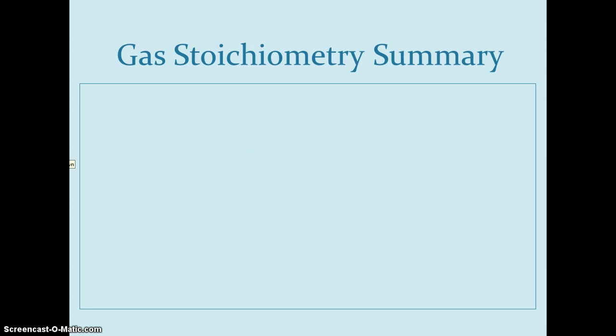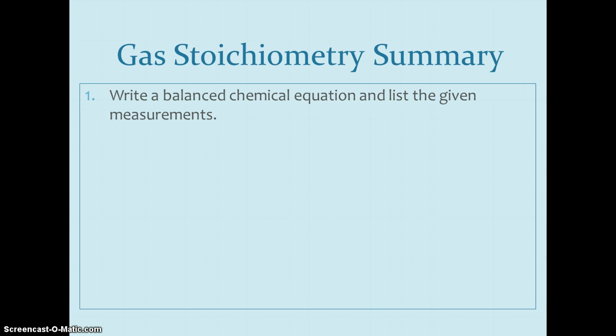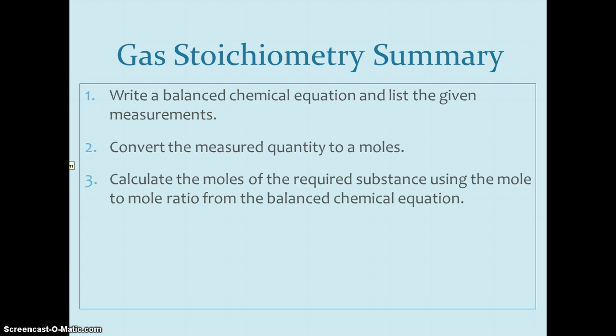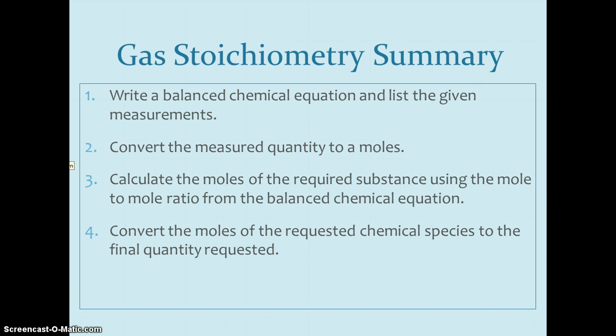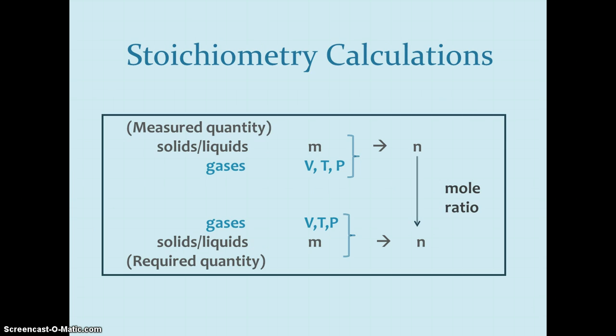When we're taking a look at any stoichiometric problem, gas or otherwise, the first thing we're going to do is write the balanced chemical equation and list any given measurements we have within the problem. We will then convert that measured or given quantity into moles as the second thing. Third thing, we will calculate the moles of the required substance using our mole-to-mole ratio from the balanced chemical equation. And then we will convert the moles of the required chemical species into the final quantity that has been requested.